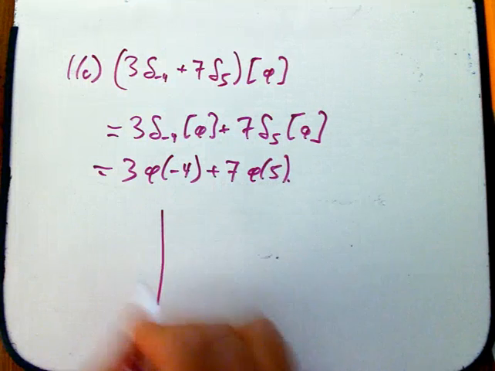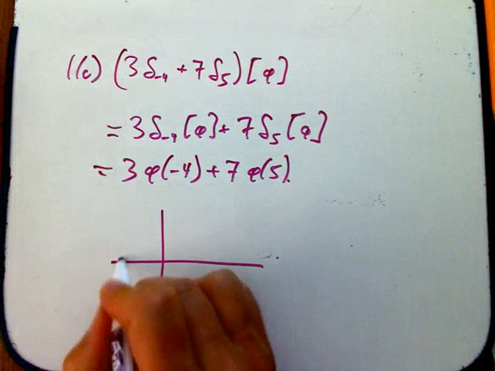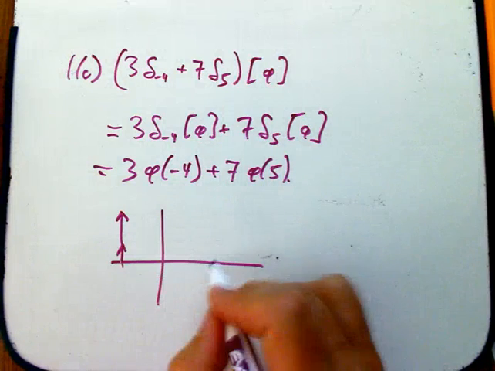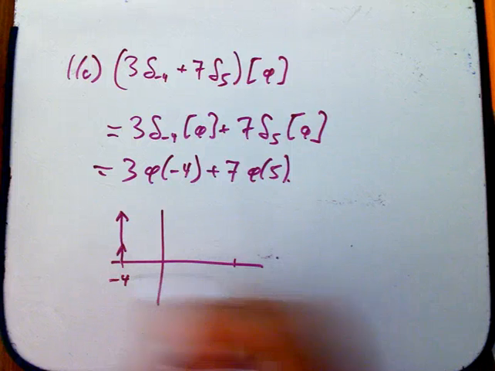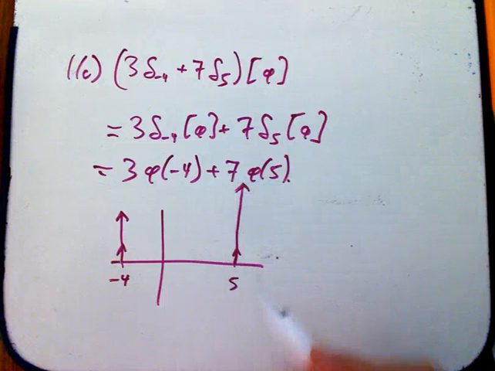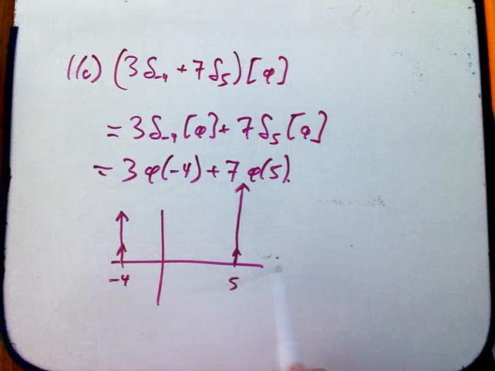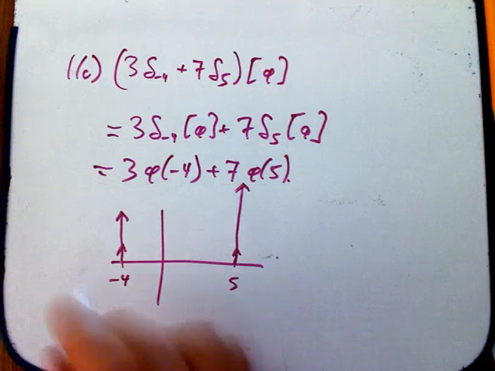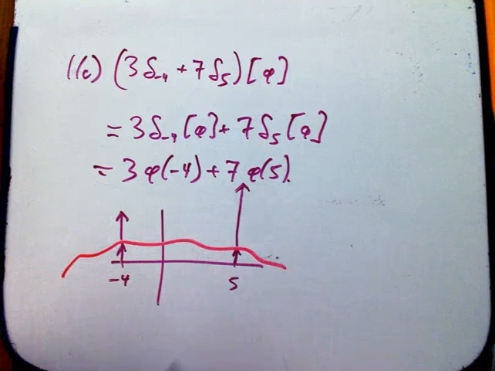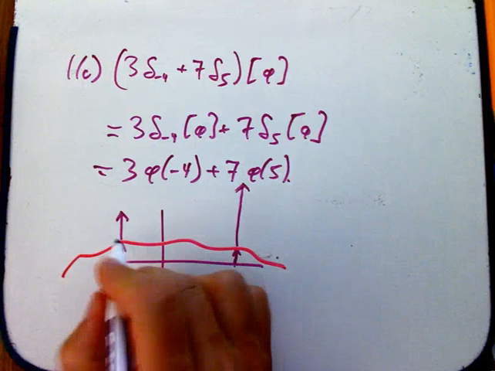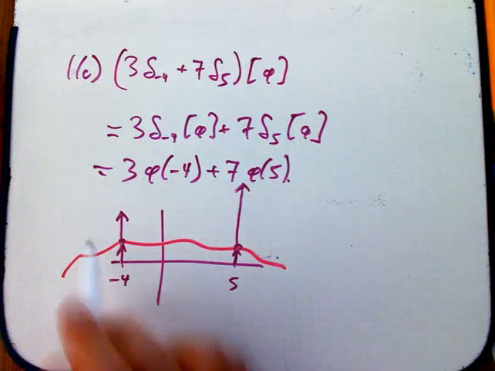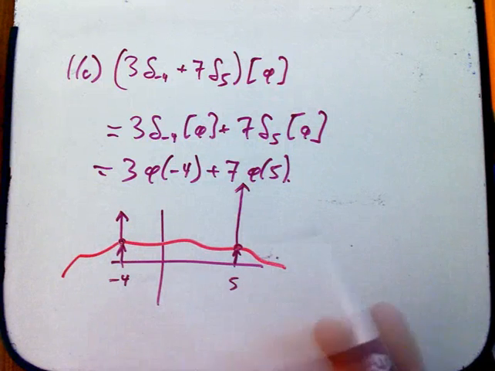The picture is really more important. Delta minus 4 is a delta function here, and then I triple it in size. And then delta 5 is a unit delta function here, and then I septuple it in size. And it's really the sum of those two spikes. If you then integrate that against a test function, it ends up just picking out 3 times the value here and 7 times the value here. But these pictures are very useful, and they're not totally misleading.